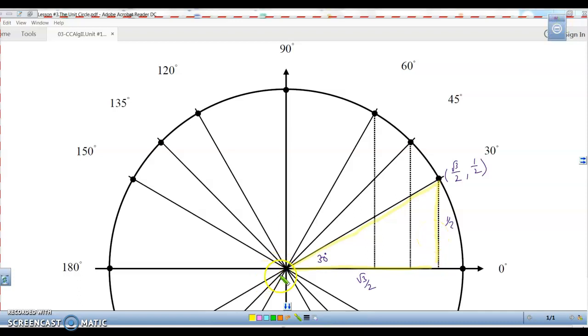So that's going to be at 30 degrees. Okay, at 45 degrees, excuse me. 45 degrees is this pink one. All right, remember this is an isosceles right triangle whose sides are both the square root of 2 over 2. So this is the square root of 2 over 2, and this is also the square root of 2 over 2. So my coordinate point is going to be over square root of 2 over 2 and up the square root of 2 over 2.